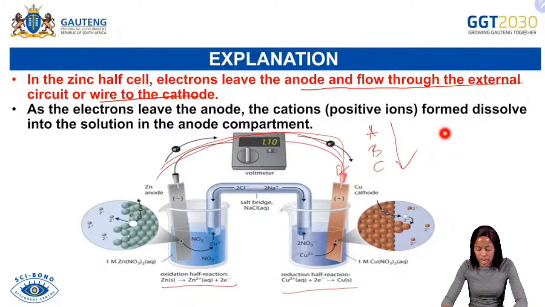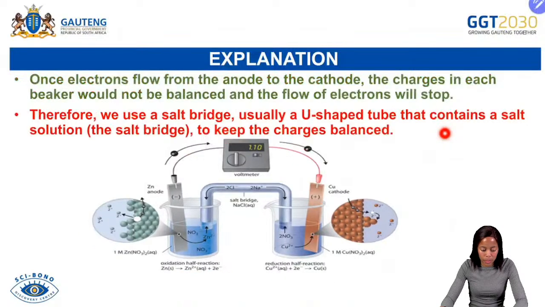We are also going to have the reduction half reaction there. Okay. Then it says once electrons flow from the anode to the cathode, the charges in each beaker would not be balanced, and the flow of electrons will what? The flow of electrons will stop. So that is what we explained, to say that there's going to be a buildup of what?